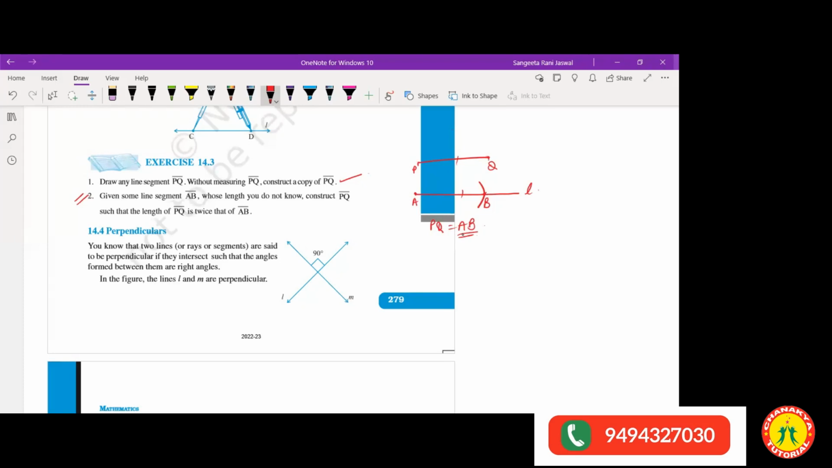Okay, we'll do only this much till today. For today we'll do only this much, 14.3, and tomorrow we'll continue with the next exercise. All right, children. Okay, do it.